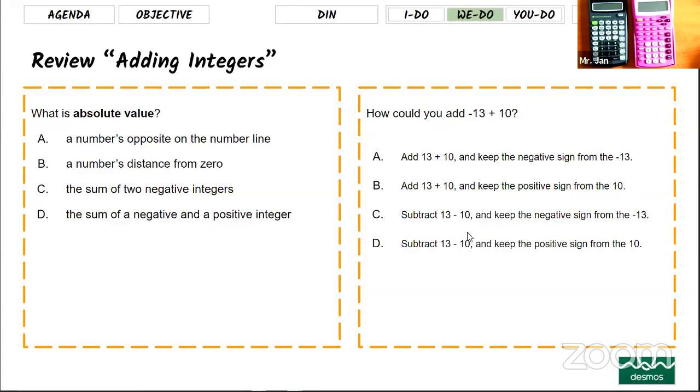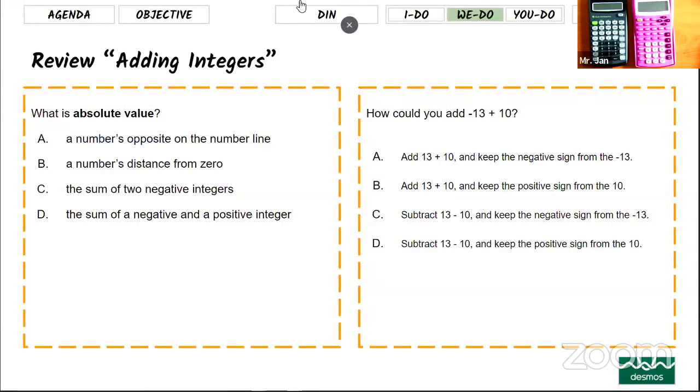Okay, what do you think? Somebody says C. Like, how could you add opposite sign numbers? So negative, this is 13 is negative, 10 is positive. Okay, we have a lot of different kinds of answers, but somebody got it right.